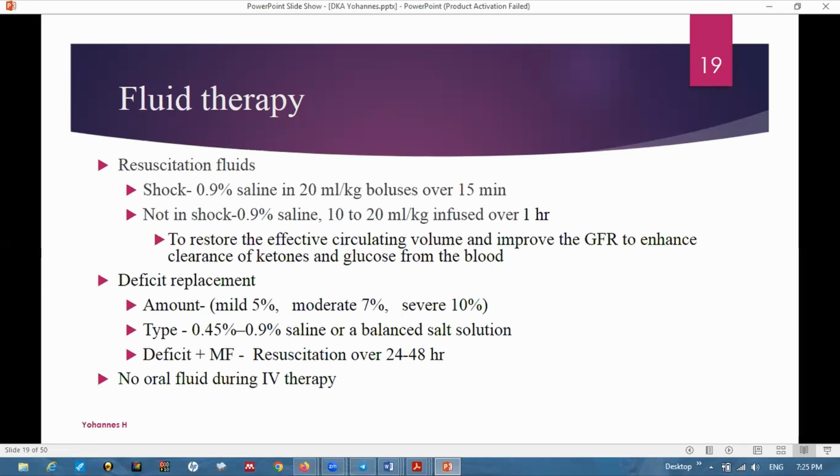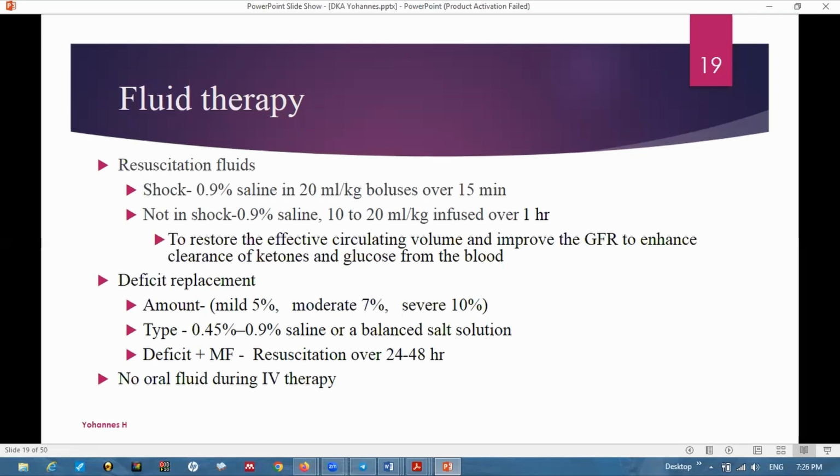For the type of fluid, we can use 0.45% up to 0.9% normal saline or a balanced salt solution. We can use 0.9%; it is almost the same as 0.45% normal saline. So we calculate the deficit and we will add the maintenance, especially for severe and moderate DKA.